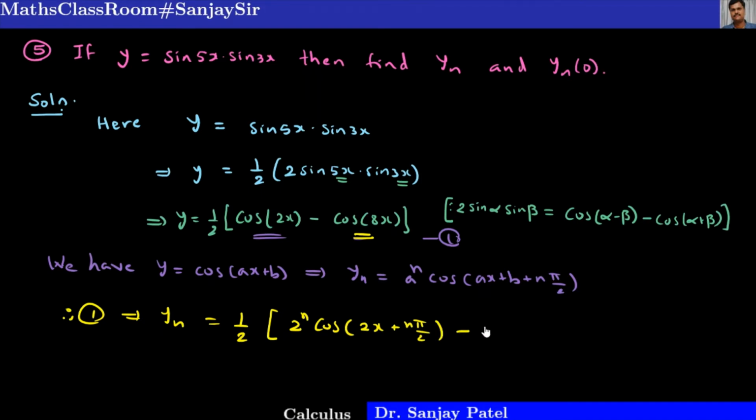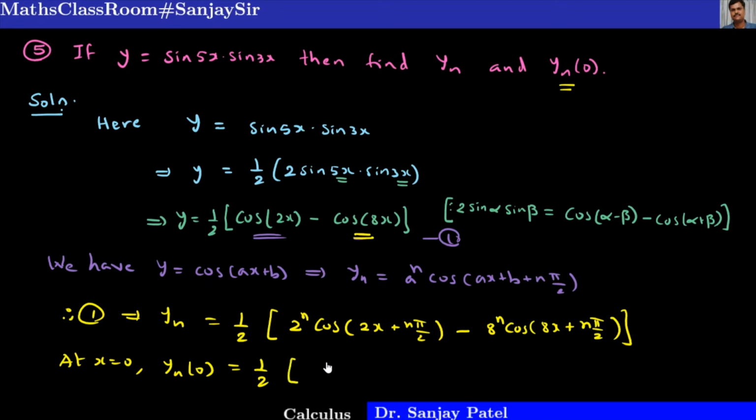So it is 8 raised to n into cos of 8x plus 0, that is nothing, plus n times pi by 2. So this is the nth derivative of the given function y is equal to sin 5x into sin 3x. We can also find the value of yn(0) by putting x equal to 0. That is, at x equal to 0, we have yn(0) is given by 1 by 2.